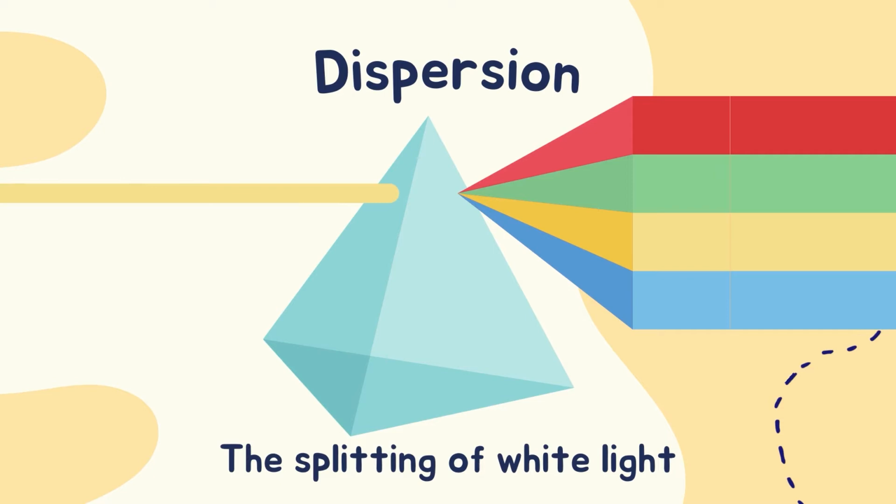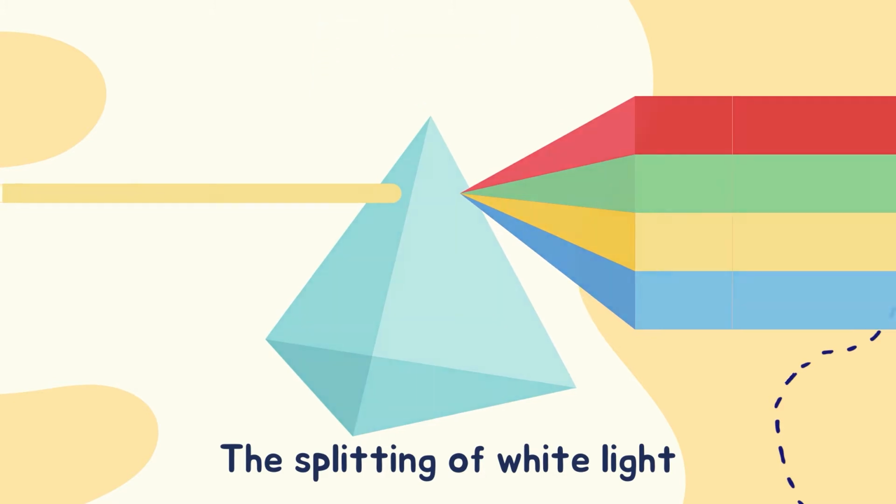Dispersion can happen through a prism or in nature after a rainstorm, because the raindrops will act like prisms. This is why sometimes you see a rainbow after a rainstorm.